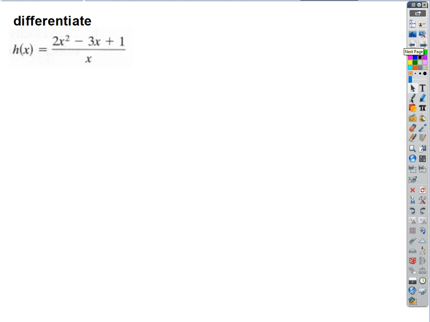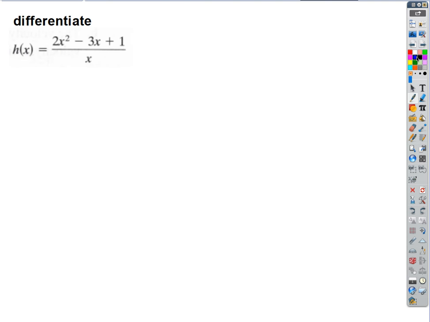Okay, so what about this one? Everybody think about this for a second. That looks like a quotient, right? And we don't have a rule for quotients until the near future, but for now we do not. So we would have to rewrite that to be able to do this one, because we don't have a rule otherwise. What are you going to do, Kurt?